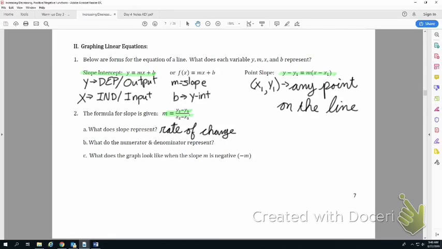What does the numerator and the denominator represent? Okay, the y2 minus y1 is the change in y. x2 minus x1 is the change in x. If you have the slope and you have to graph it, that's where rise over run comes into play whenever you're graphing it. Or if it's graphed and you have to tell me what the slope is, you can do rise over run on the line, and okay, it's up 2 right 3, so my slope is 2/3.